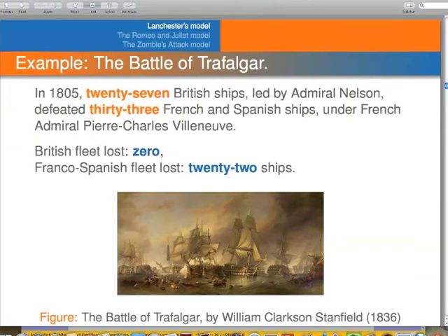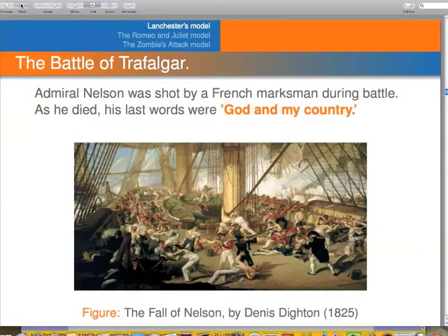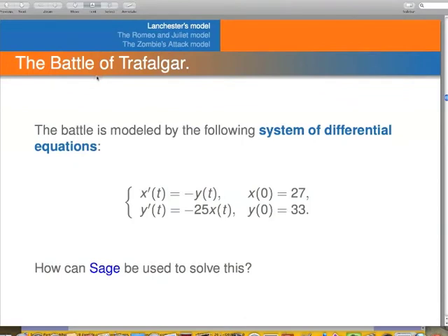Now let's take an example, the Battle of Trafalgar, which took place in 1805. The initial number of ships is 27 on one side and 33 on the other side. And the losses were 0 on one side and 22 on the other side. Very famous ship battle. And here's a scene from a painting called The Fall of Nelson, 1825. And you can see Nelson there. He was shot and died in that battle.